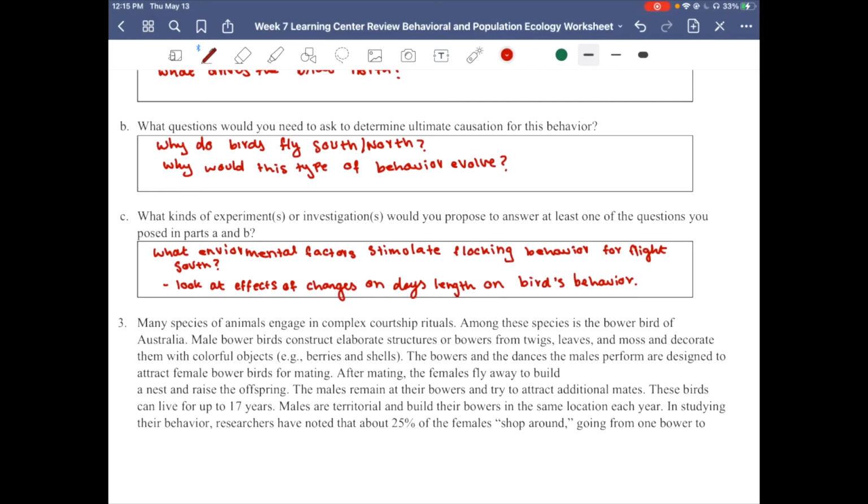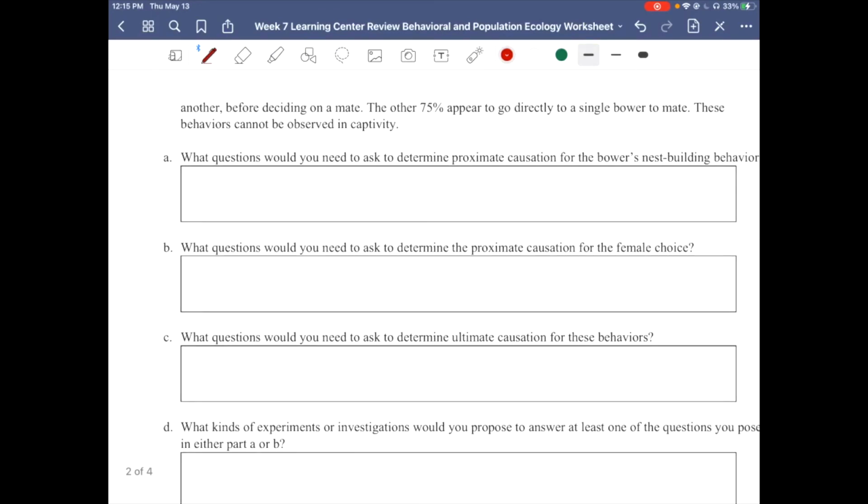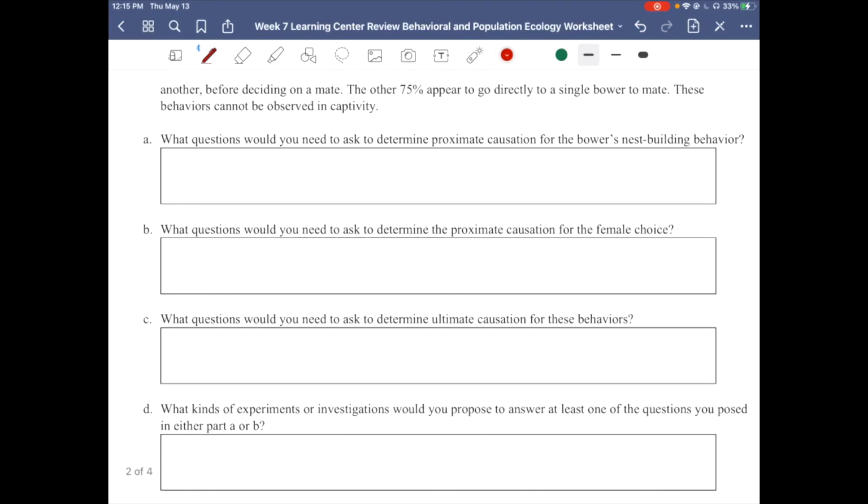Males are territorial and build their bowers in the same location each year. In studying this behavior, researchers have noted about 25% of females shop around, going from one bower to another before deciding on a mate. The other 75% appear to go directly to a single bower to mate. These behaviors cannot be observed in captivity.